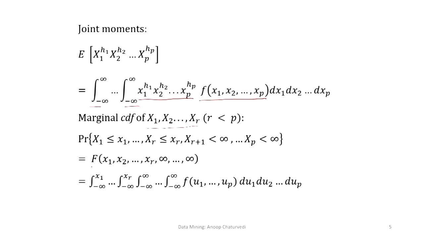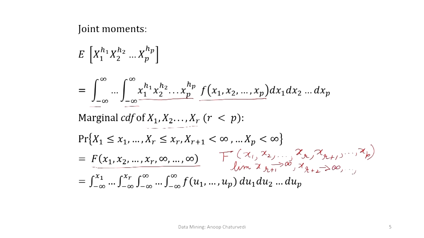So, in the joint CDF, capital F of x1, x2, ..., xr, xr plus 1, ..., xp, we simply take the limit xr plus 1 tending to infinity, xr plus 2 tending to infinity, and so on, xp tending to infinity.